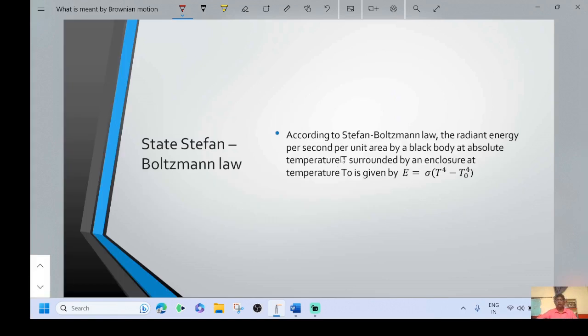Stefan-Boltzmann law. According to the Stefan-Boltzmann law, the radiant energy per second per unit area by a black body at absolute temperature T surrounded by an enclosure at temperature T0 is given by E equal to sigma into T power 4 minus T0 power 4.